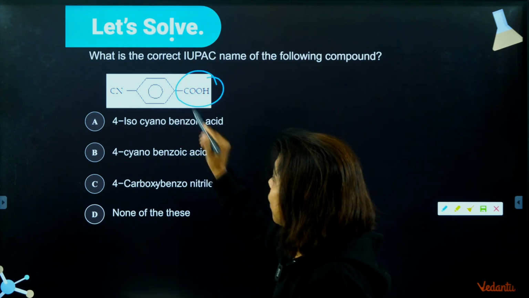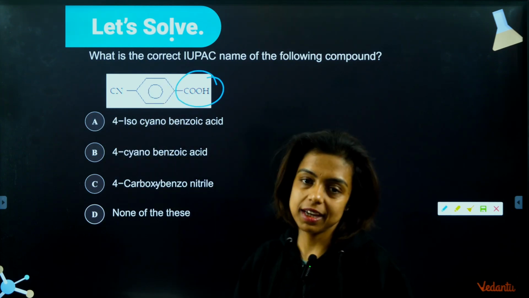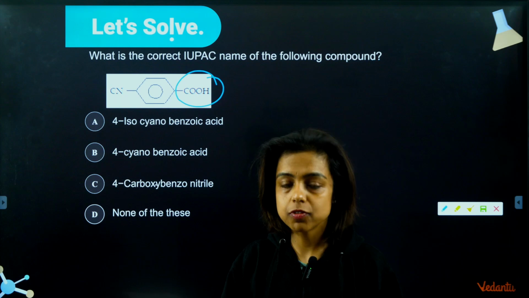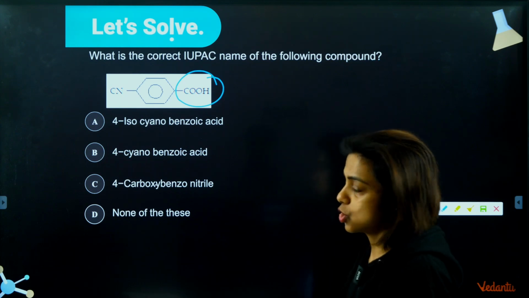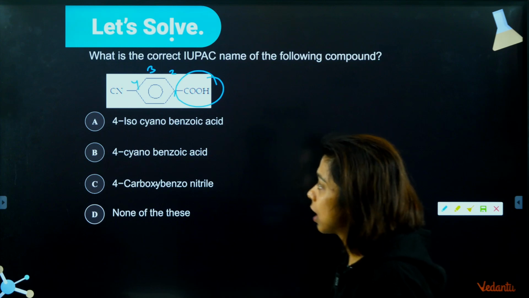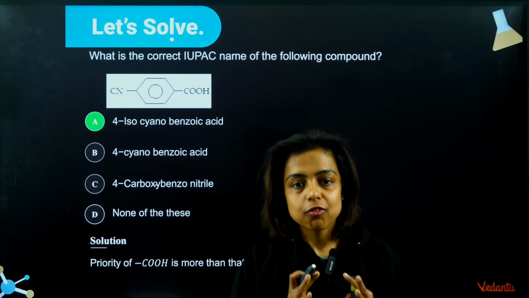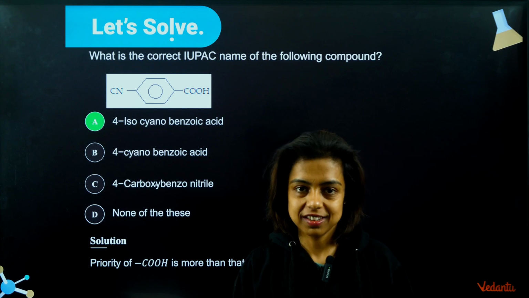So it will be 1, 2, 3, 4. 4-isocyanobenzoic acid, right? Benzoic acid is benzene with COOH, and on the fourth position, the first carbon is this only, 1, 2, 3, 4. On the fourth carbon, we have isocyano, NC. So that is 4-isocyanobenzoic acid.